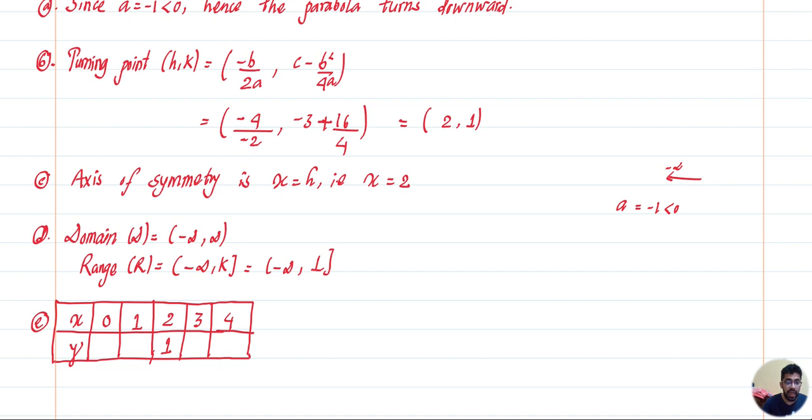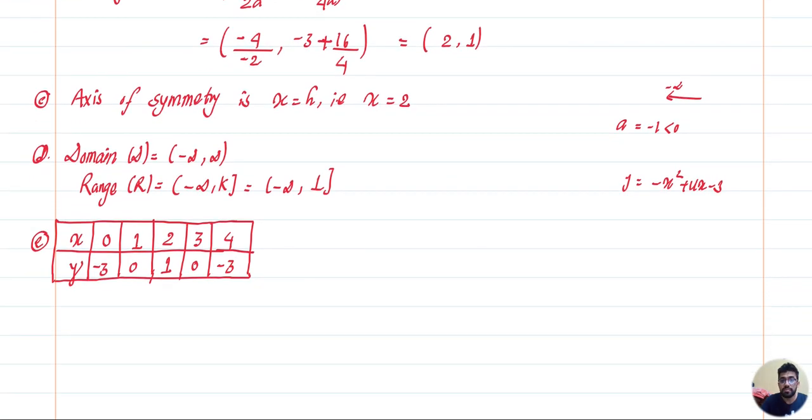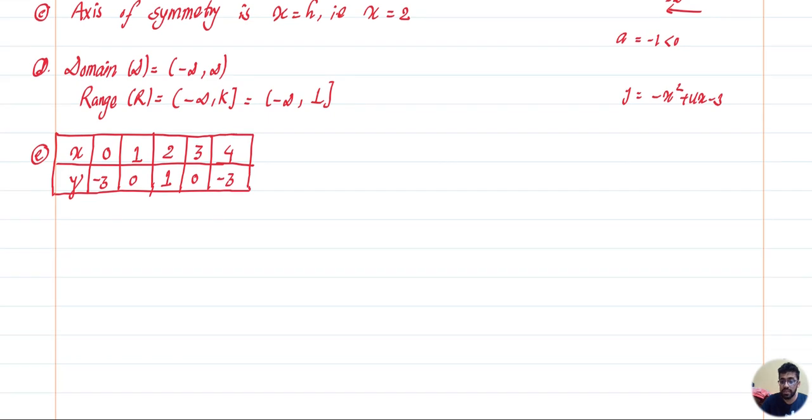So while x is equal to 0, what is our equation? Our equation is y is equal to minus x square plus 4x minus 3. For x is equal to 0, the value of y is minus 3. For x is equal to 1, we get the value of y as 0. For x is equal to 3, we have y is 0. And for x is equal to 4, we have the value of y as minus 3. And 2 comma 1 is the turning point, and it must be at the center. So only we can get the curve without any confusion.